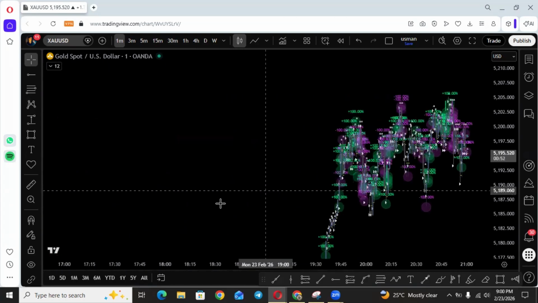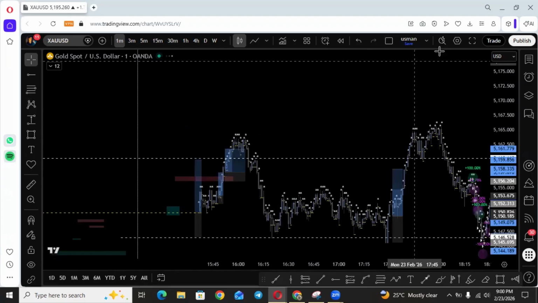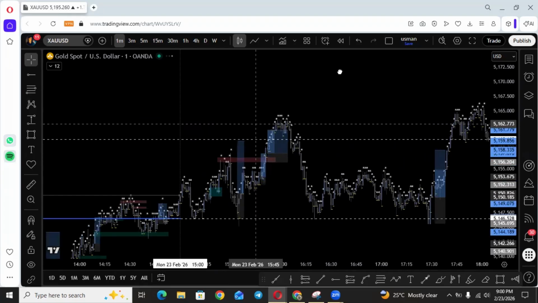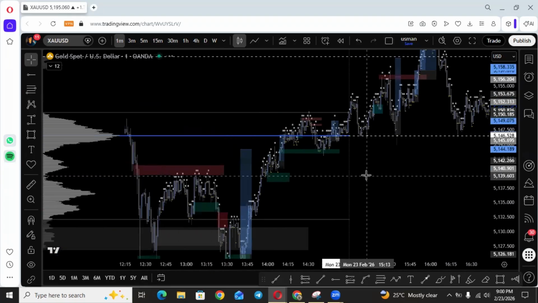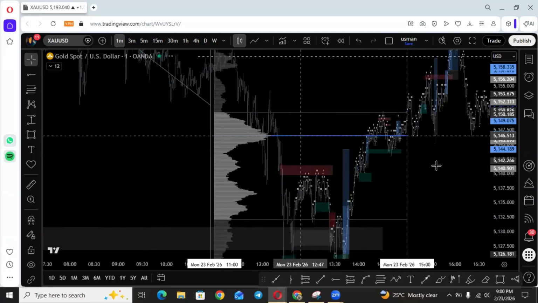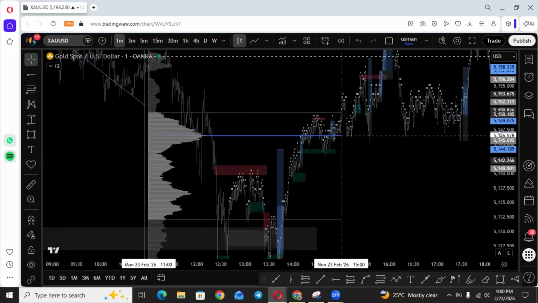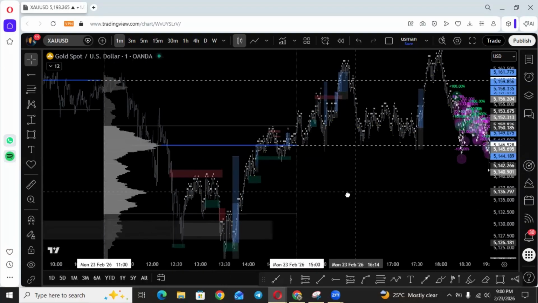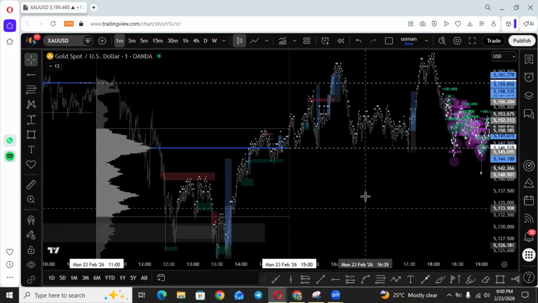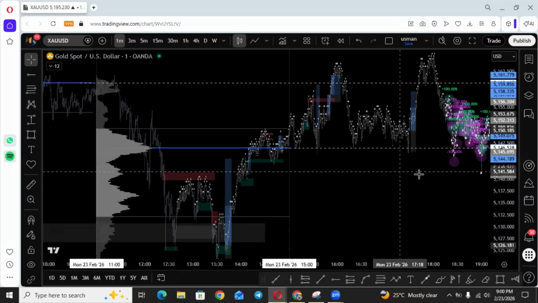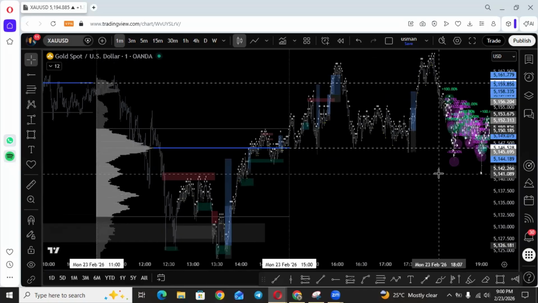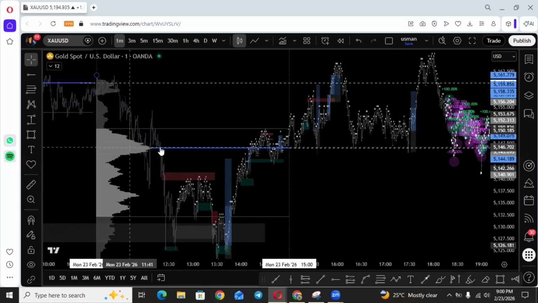If you know the auction market theory, in all the auction data traded in that area, it has generated its point of control and the value area low and value area high. So this is the point of control, where most of the volume traded. Okay.